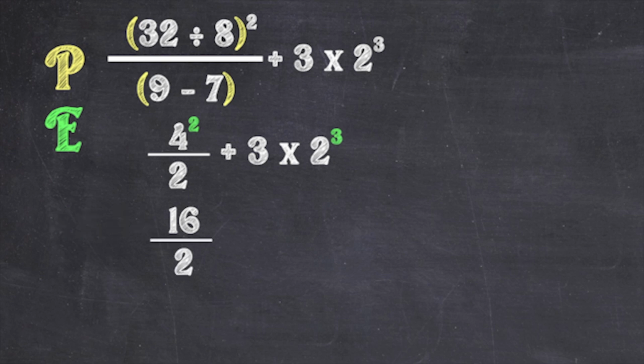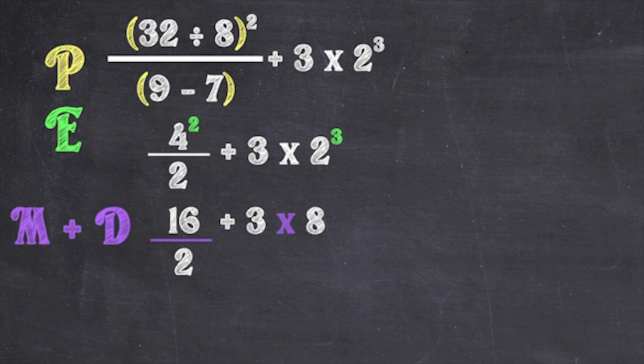And look at that 2 cubed. So, we need to remember that 2 cubed means 2 times 2 times 2. Well, 2 times 2 is 4. And if we multiply by 2 again, we get 8. So 2 cubed equals 8.